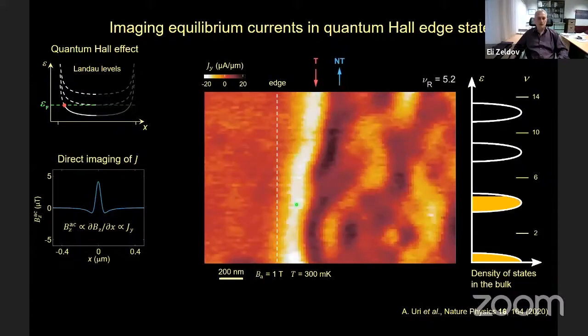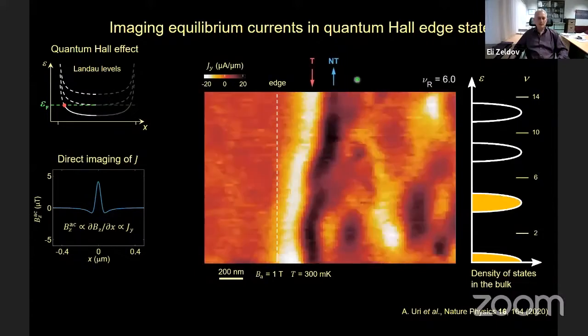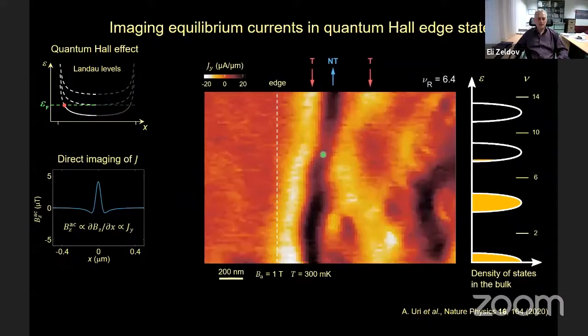You see that the edge state moves towards the edge. It becomes narrower, more compressed. But surprisingly, this black region appears. Namely, now we have current that flows in the opposite direction. We will call it non-topological current. Again, you should think of it as real imaging of current, and these are even the units of current.